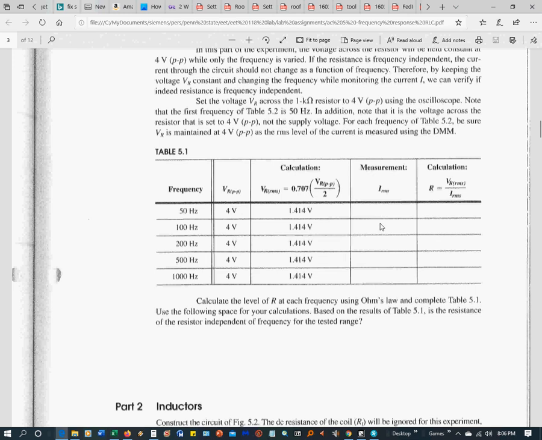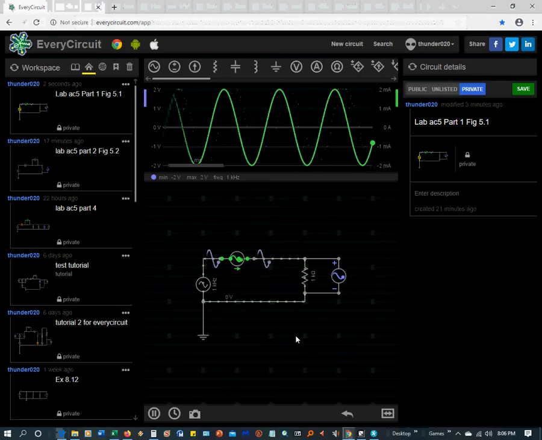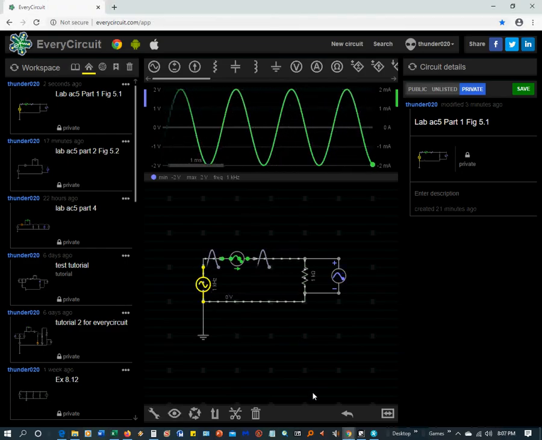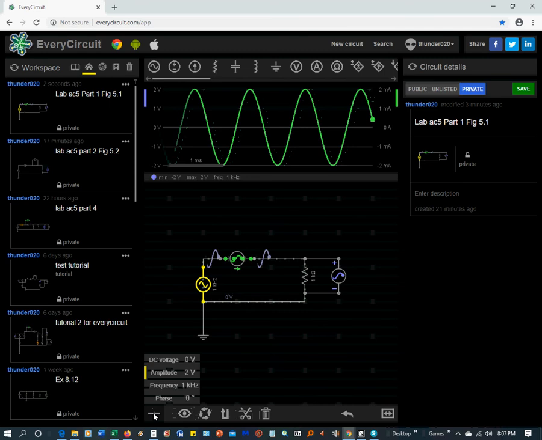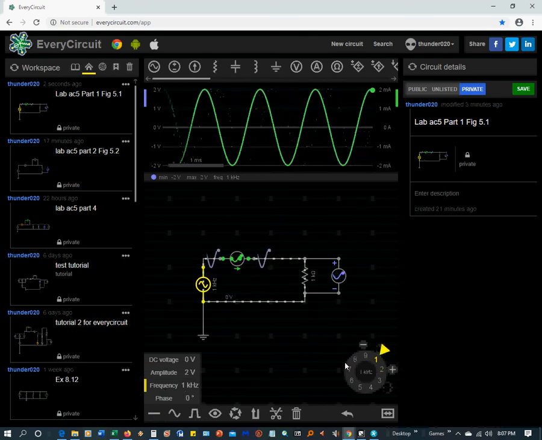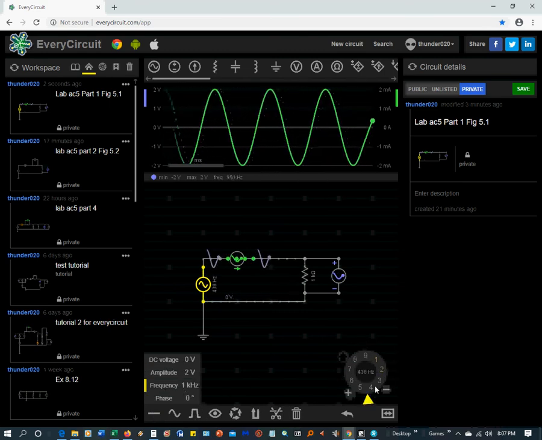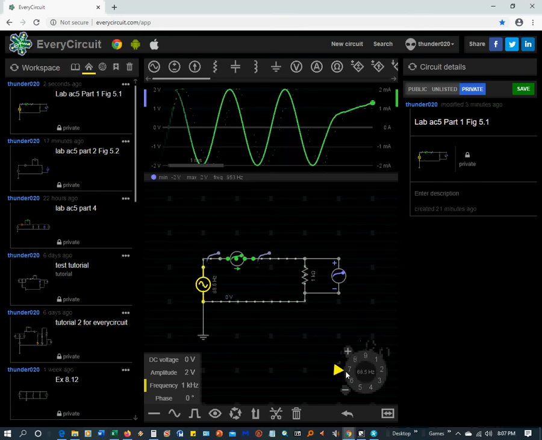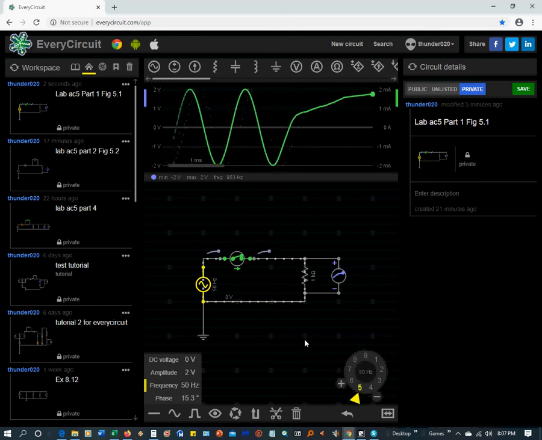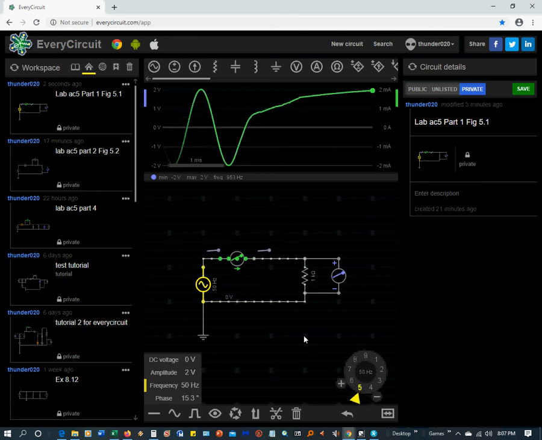Then what they want you to do is write down the currents that you're going to measure. So if we change this to 50 hertz, what measurement do I get for my current in RMS value? So I go back to the circuit, and I'm going to change this to 50 hertz. Right now it's set to 1K. So I'm going to change it to 50, and then see what I get for my current.